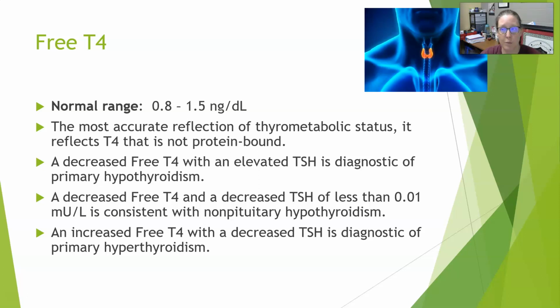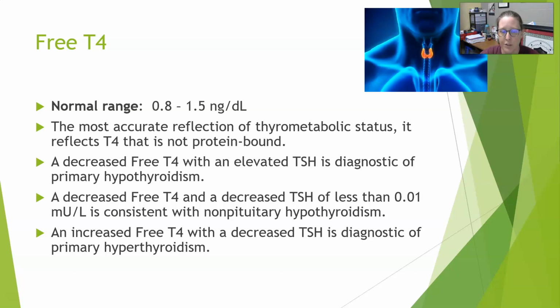Now, which one's the most common? The primary hypothyroidism, under which Hashimoto's would fall. That is the most common. An increased free T4 with a decreased TSH would be diagnostic of primary hyperthyroidism. That would be like Graves' disease, where so much T4 is being produced that the hypothalamus is reading it and saying we don't need to make any more, and therefore the TSH levels will drop, and that's what you would expect.